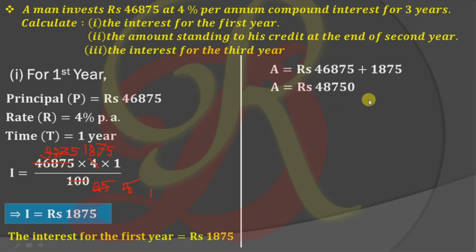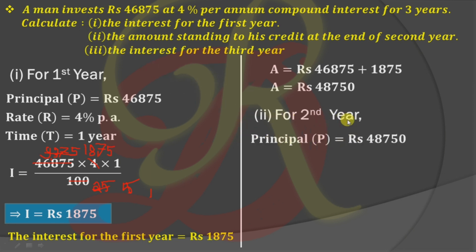Now this amount at the end of the first year becomes the principal for the second year. This is very important: the amount at the end of the first year becomes the principal for the second year. So principal for the second year is 48,750. Rate is 4%. Time is 1 year.